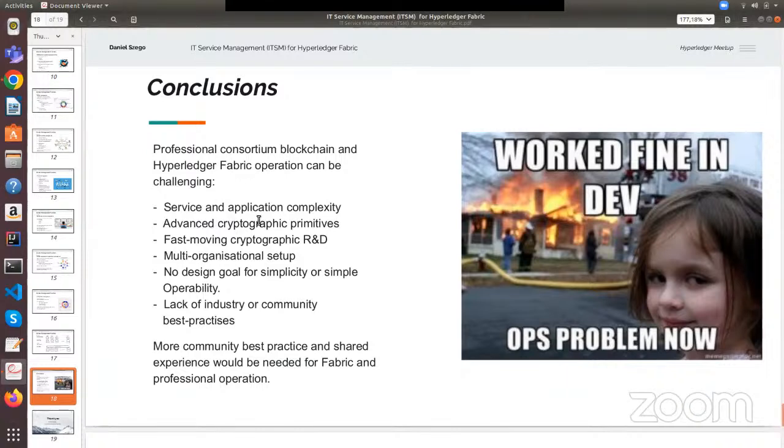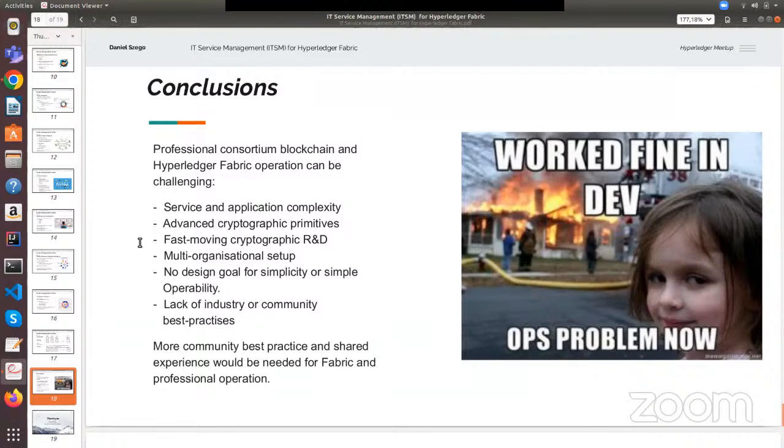Then we have a lot of cryptography, and it's moving fast. The next wave is zero knowledge proofs, and ZK rollups will probably appear in systems in a couple of years' time. Then these systems are going to be even more complicated and complex to maintain. So there's very fast moving cryptographic research and development.